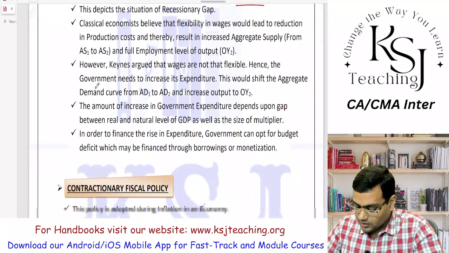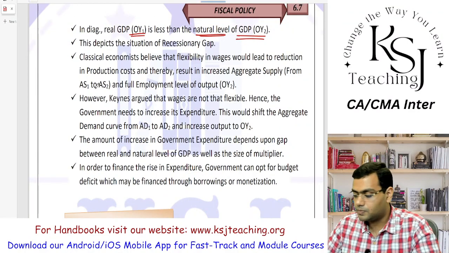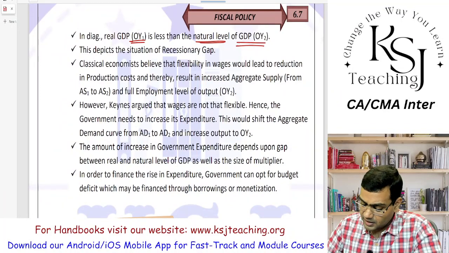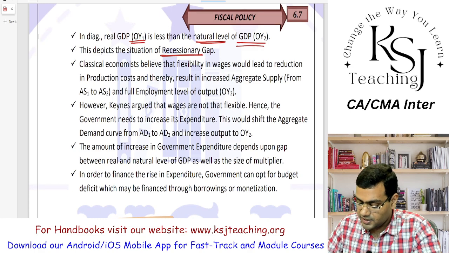So this is the explanation given for this particular diagram. It says real GDP is OY1 and the natural GDP is OY2. This depicts the situation of a recessionary gap. The classical economists believe that the flexibility in wages would lead to a reduction in the production cost and thereby result in an increased aggregate supply from AS1 to AS2.